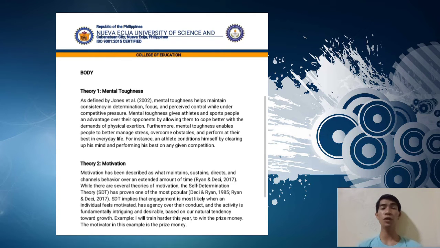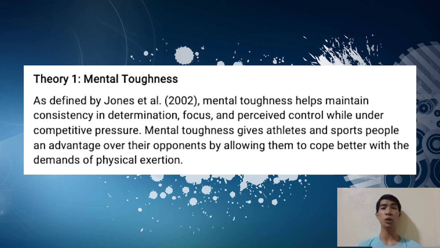So now, let's move on to the 5 theories of sport. First, we have theory number 1, which is mental toughness. As defined by Jones 2002, mental toughness helps maintain consistency in determination, focus, and perceived control while under competitive pressure. Mental toughness gives athletes and sport people an advantage over their opponent by allowing them to cope better with the demands of physical exertion. Furthermore, mental toughness enables people to better manage stress, overcome obstacles, and perform at their best in every life. For instance, an athlete conditions himself by clearing up his mind and performing his best on any given competition.